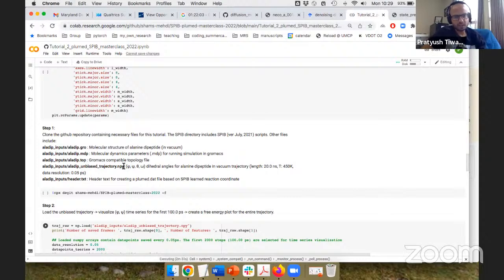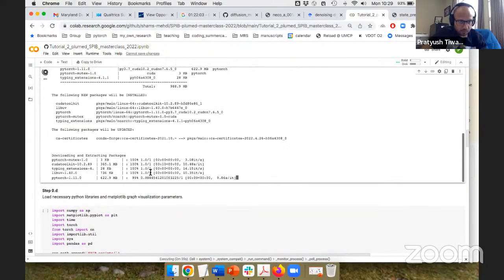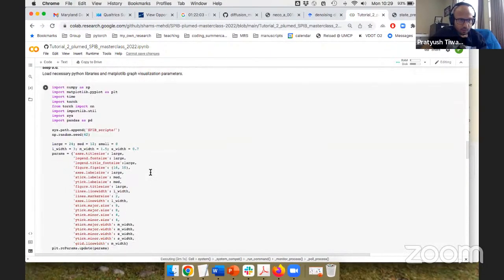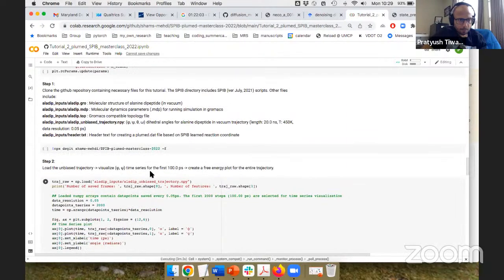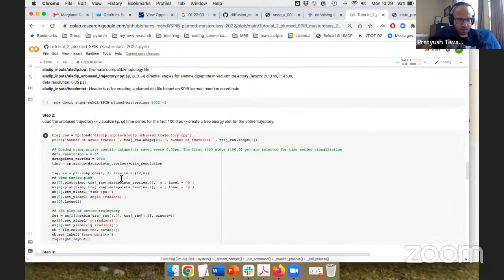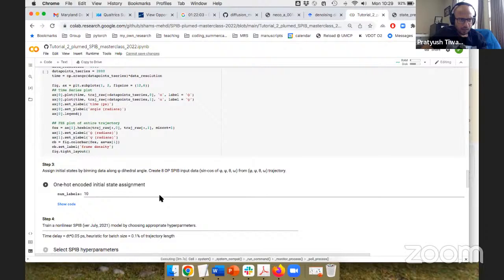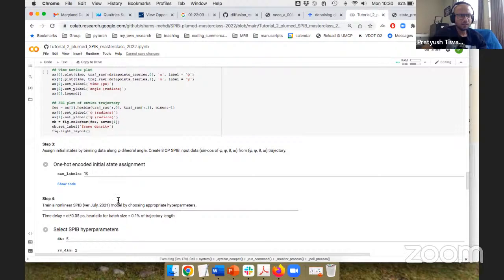This is not a .trr or a .xtc file. This is just a Colvar, so it should not be too heavy. Let's see, this is still running, that's okay. Then we load it, we visualize it, and we do one-hot encoded initial state assignment. So we have the number of levels and we one-hot encode, which is machine learning lingo. You can go and Google what one-hot encoding means.